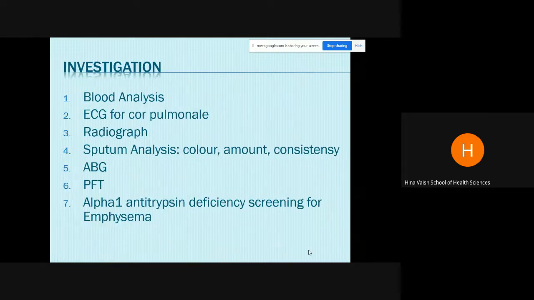So now, after looking at the sign itself, what investigations do we need to get done in these patients? Blood analysis will tell you if there is any inflammatory sign. If you are expecting cor pulmonale, then not in every case should an ECG be done. If you see signs of heart involvement, peripheral edema and a lot of cyanosis, then you can definitely go for an ECG. Next, a radiograph should be done. Then sputum analysis to see whether there is any other infection or not.